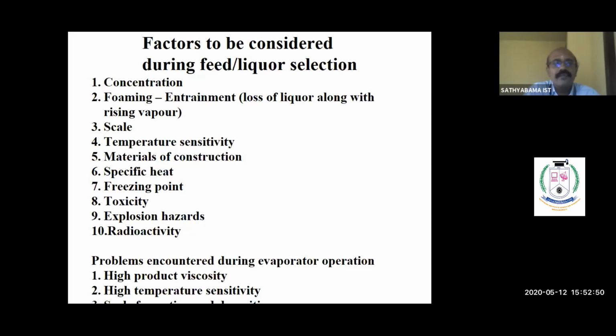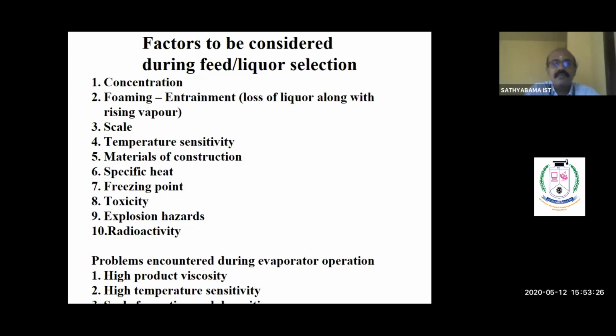Coming to the third one, scale. Due to long run, the evaporator tubes tend to produce scales, which is due to the deposition of inert materials, waste materials, or else reaction deposits. All these tend to reduce the overall heat transfer coefficient, which thereby reduces the rate of evaporation also. Hence we have to remove the scale by means of anti-scaling agents, or wire brushes, wire scrapers, etc.